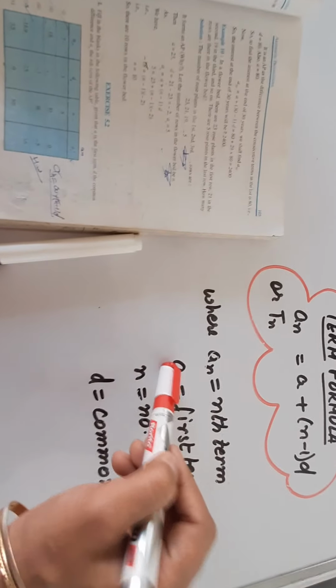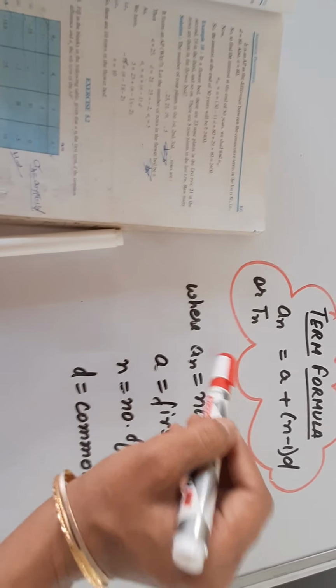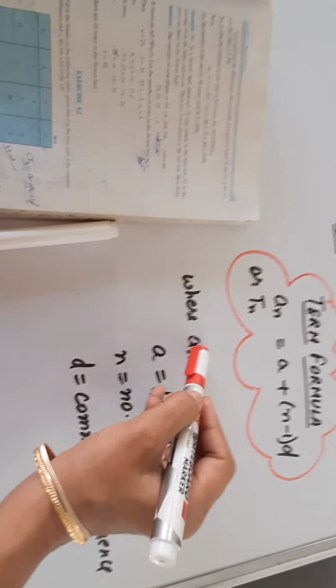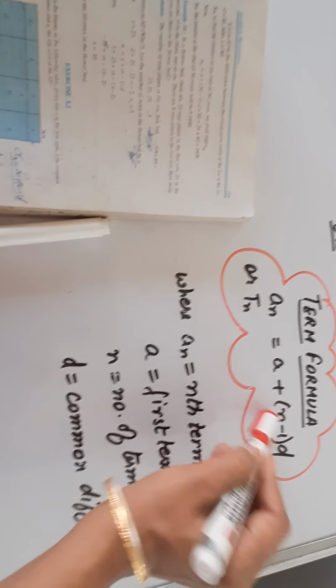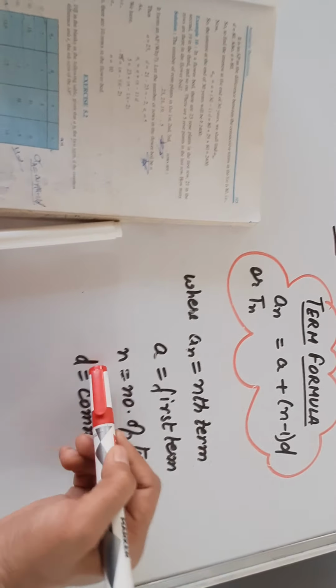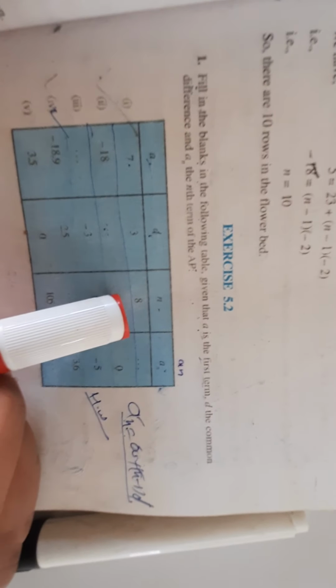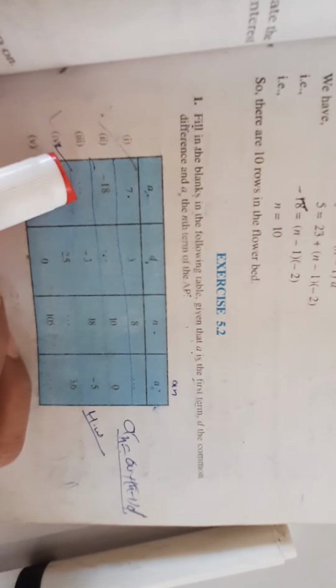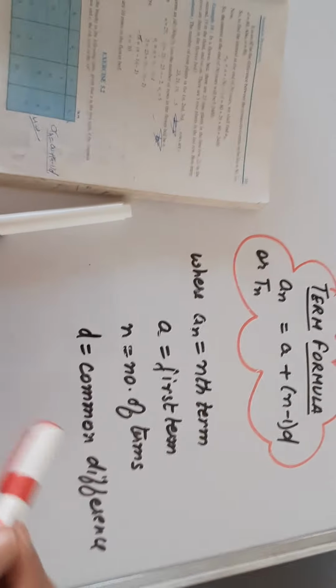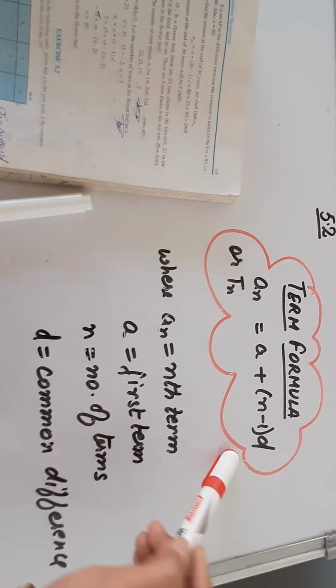For example, if A, N and D are given to you, you have to find out An by putting the values in this formula. If An, A and D are given, you need to find out N. So the formula will be the same, but out of the 4 things, 3 things are given to you in the question. Like in the first part, A is given as 7, D is given as 3, N is given as 8, and under An it is blank, means we need to find out An. In the third part, C, A is blank, means we need to find out A, D is minus 3, N is 18, An is minus 5. So in this way, out of the 4 things, 3 things are given to us, and we will solve for the 4th one by using this formula.